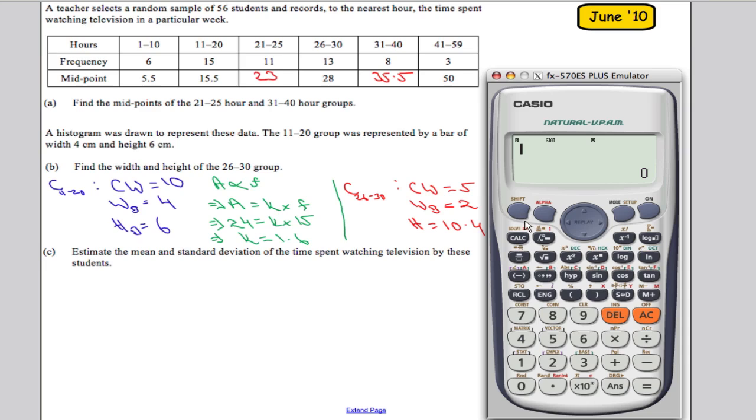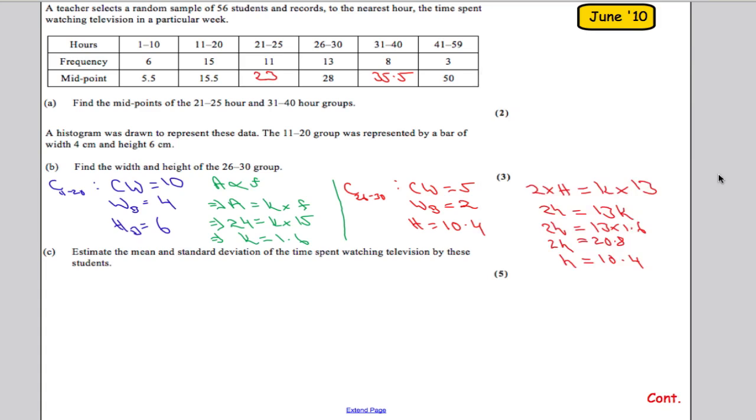And if I hit Shift Stat, which is above the 1, and I'm interested in some variables, so if I hit 4, I can work out x bar, which is the mean. So I'm going to hit 2 equals 23.5. So to 3 significant figures, we can see that the mean is 23.5.